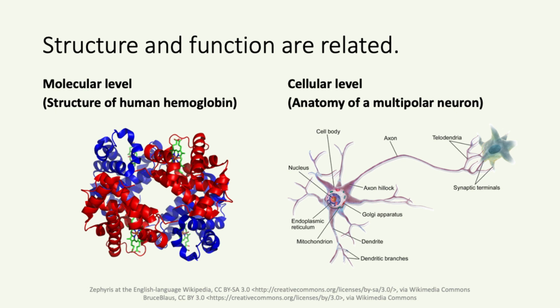Structure and function are related. Structure is related to function at all levels of organization. At the molecular level, the structure of the hemoglobin molecules correlates with its function of transporting oxygen in the blood. On the cellular level, the long extensions of nerve cells enable them to transmit impulses from the spinal cord to the toes.